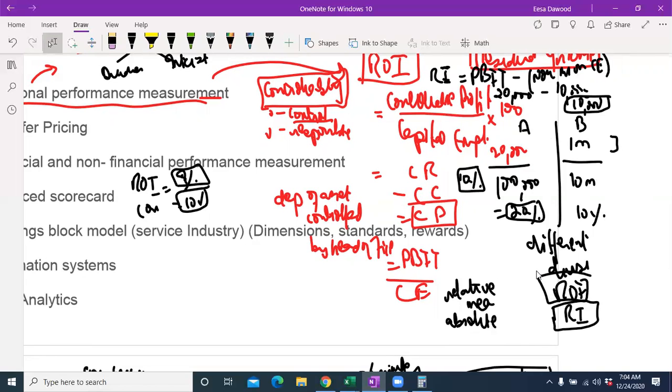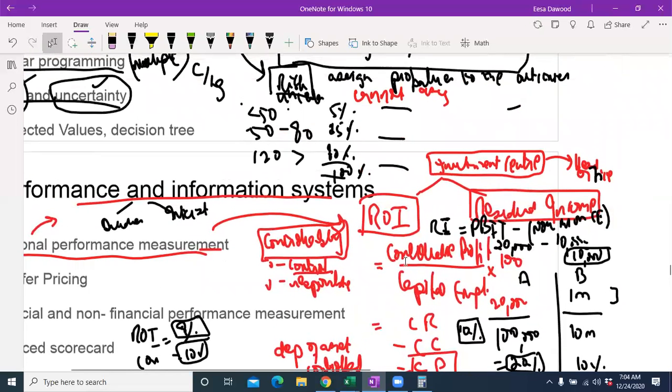But one thing that is good in return on investment is how it is calculated. It is relative to investment. If investment would be more, the return on investment has an inverse relation. Return on investment would be less.